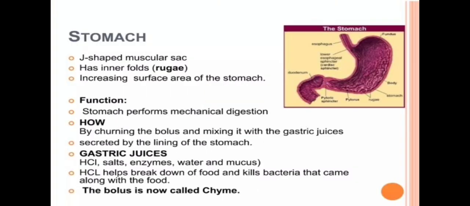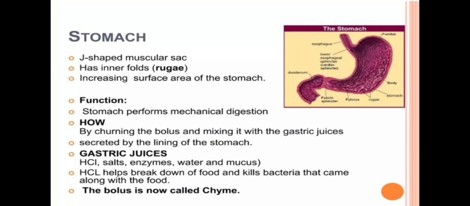Next, stomach. The stomach is J-shaped. It has many inner foldings called rugae. And functions: the stomach performs mechanical digestion. How? By churning the bolus and mixing it with the gastric juices. So the food we eat gets mixed with the gastric juices with the help of the stomach.